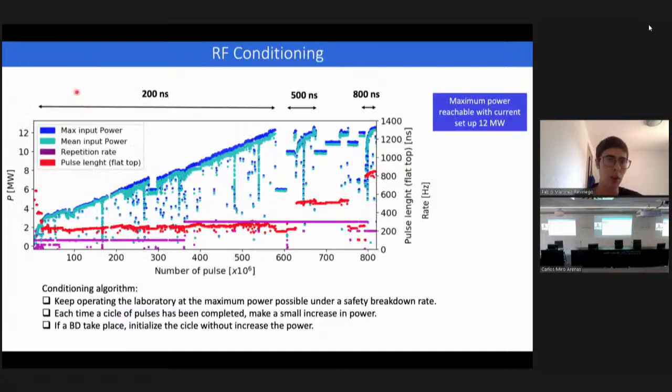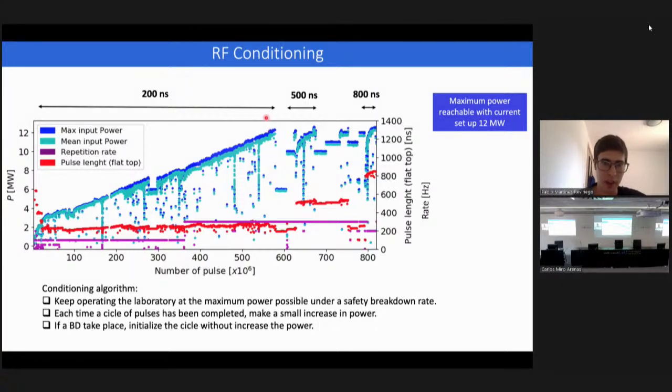And then we also carry out an RF conditioning process. With these high gradient cavities, you have to start with a very low input power in the beginning, because otherwise you will break the cavity. Then with this very low power, you keep increasing the level of input power slowly, producing breakdowns in a controlled way, until you are able to reach the maximum power either available in your laboratory or the design power of your cavity.